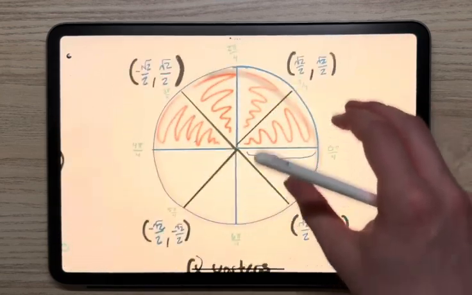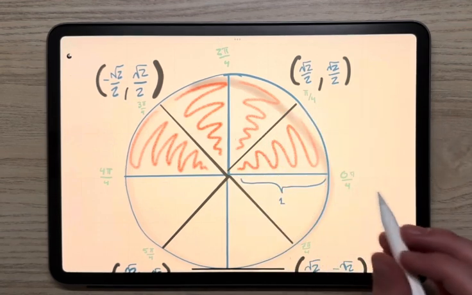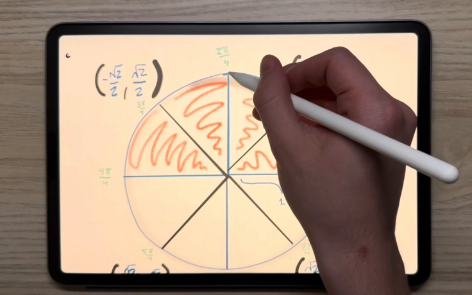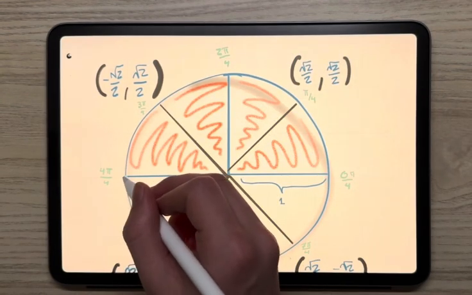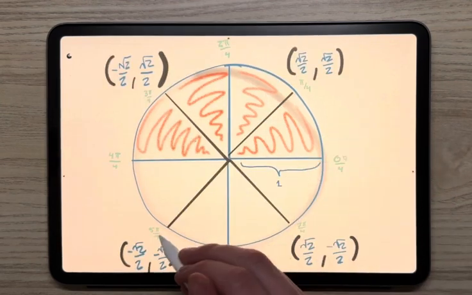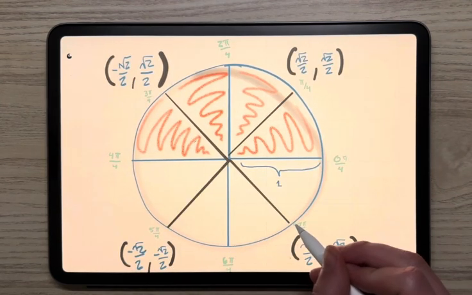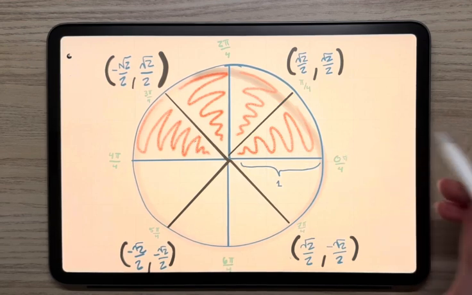Now let's look at quarters. Each of these parts shaded in red is 1/4. So this is going to be 1 pi over 4, 2 pi over 4, otherwise pi over 2. This is 3 pi over 4, 4 pi over 4, otherwise known as pi. 5 pi over 4, 6 pi over 4, otherwise known as 3 pi over 2, 7 pi over 4, and 8 pi over 4, which is also 2 pi, which is also 0.